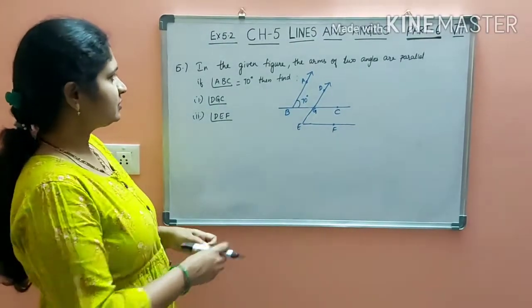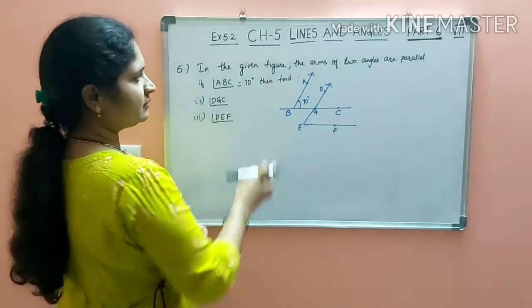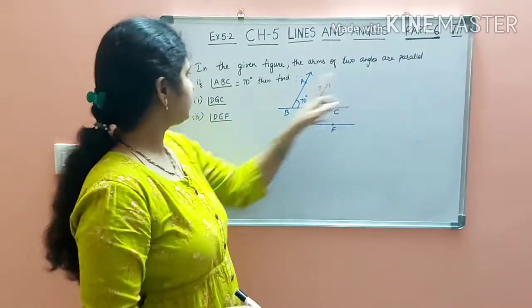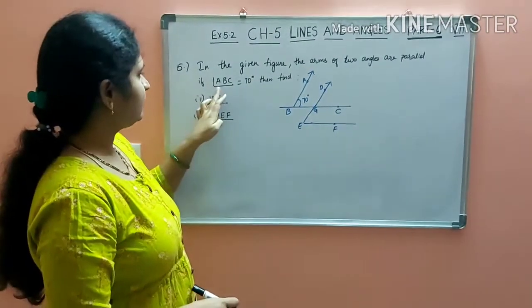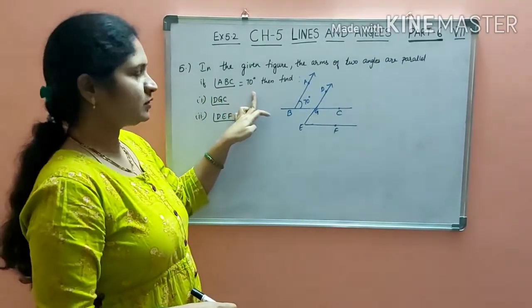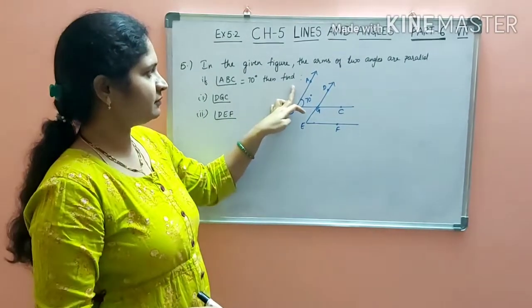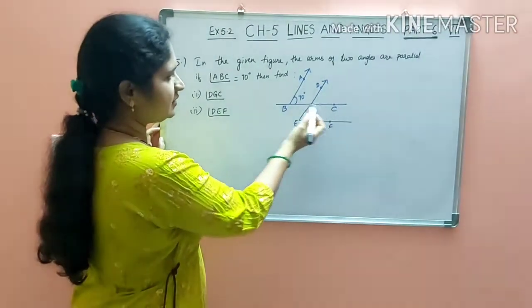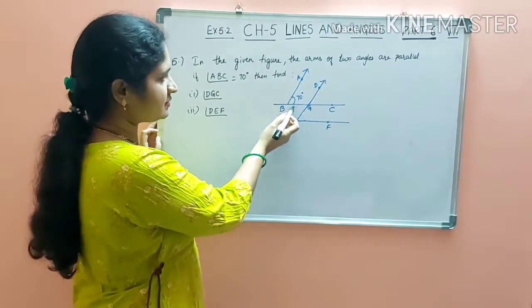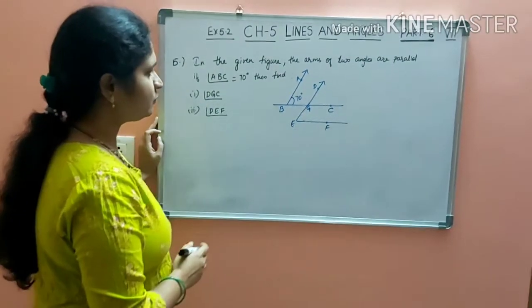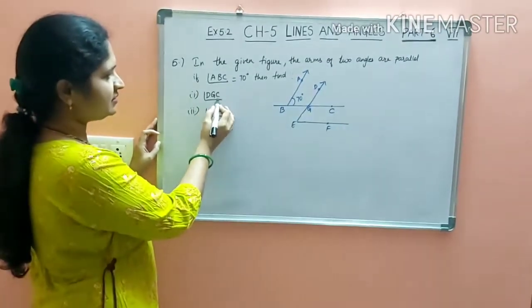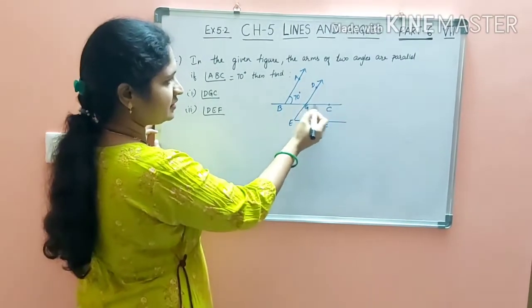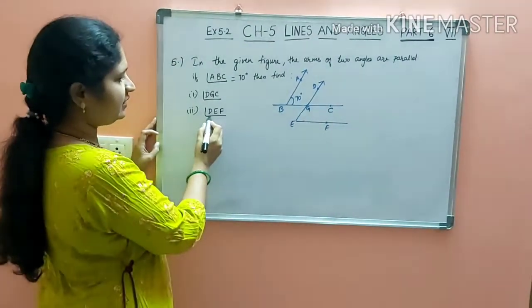Let us see fifth question, children. In the given figure, the arms of two angles are parallel. If angle ABC is equal to 70 degrees, then find angle DGC and DEF. See children, observe here, angle ABC they have given as 70 degrees and they are asking you to find out angle DGC and DEF.